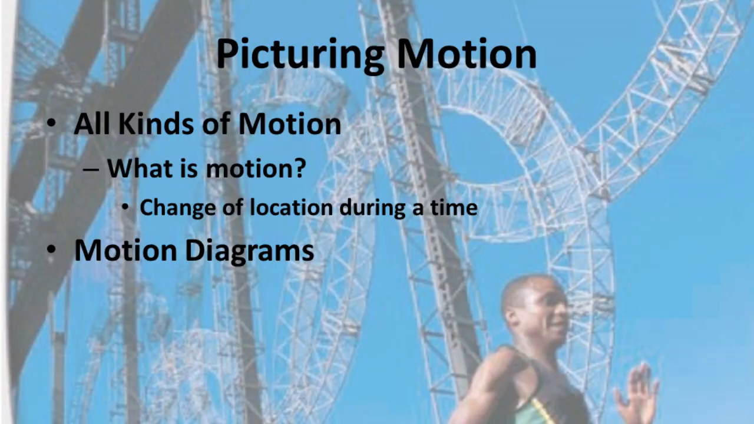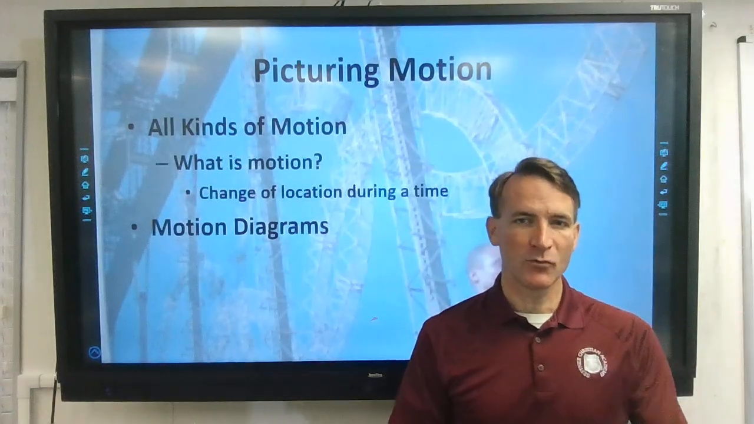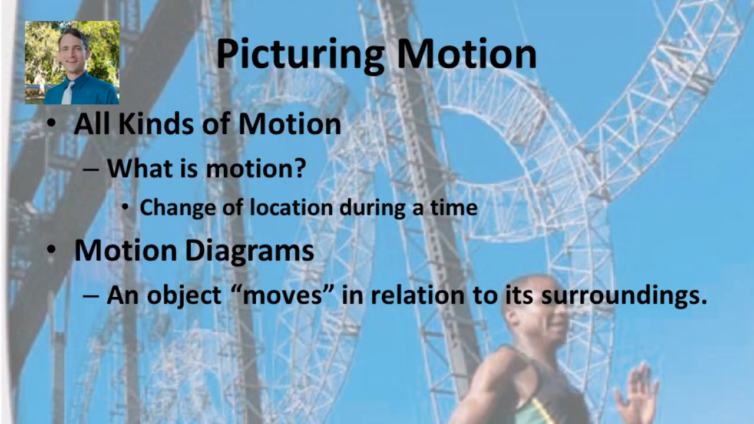So that brings us to the concept of motion diagrams. Motion diagrams are a simplistic way of representing motion. Now we're going to start off a little bit on the more complicated side, and then we'll do what we actually do in physics. So as I mentioned earlier, an object moves in relationship to its location.